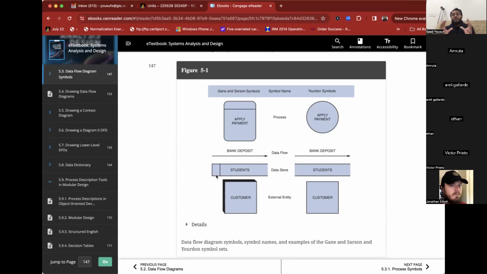Okay, so these are the four symbols. Either you will draw symbols from Gane and Sarson, or you will draw symbols from the Yourdon approach. Does anybody have any questions so far? All good?